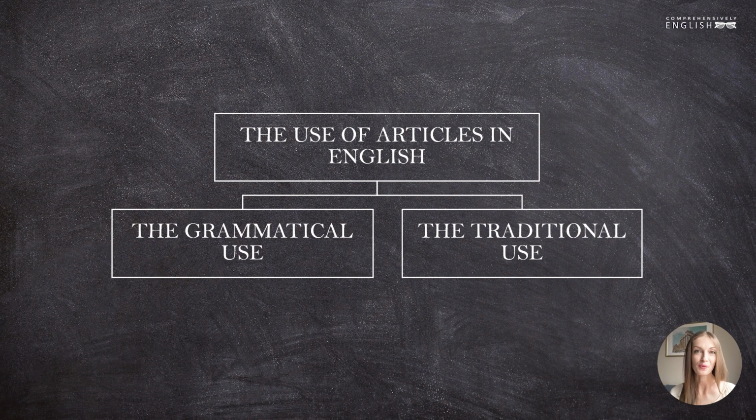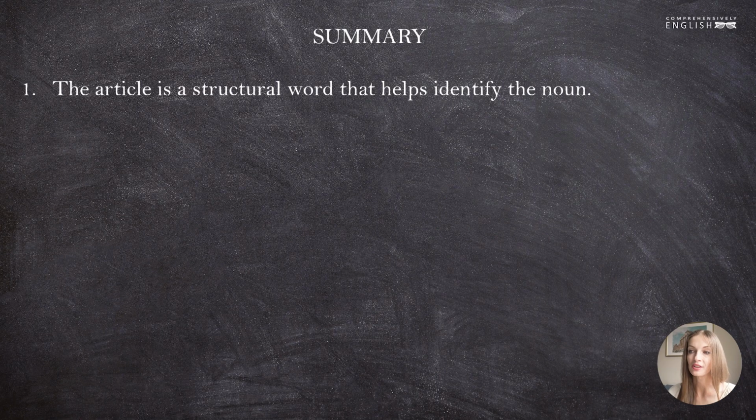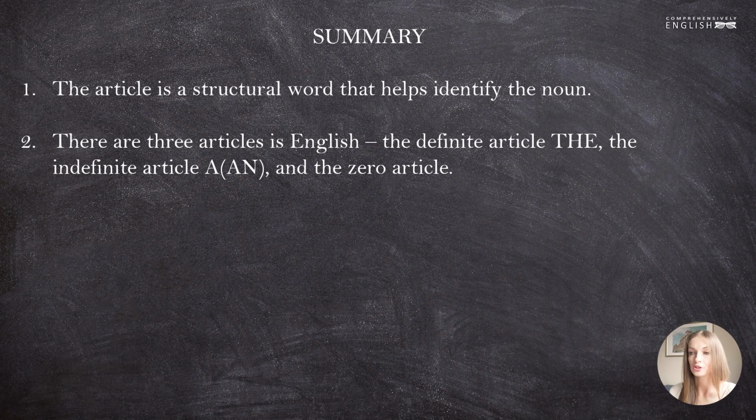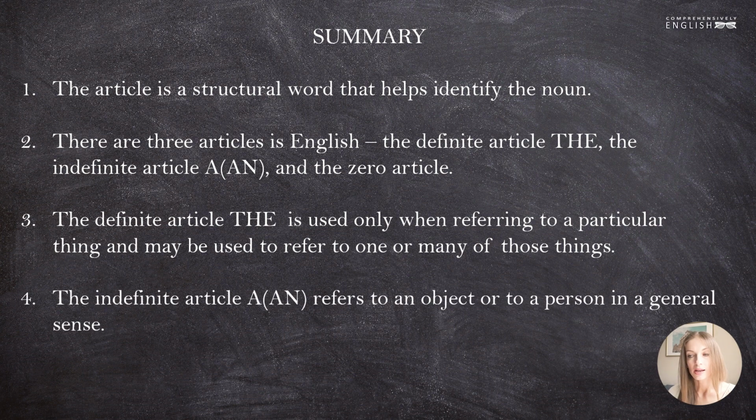Now let's sum up what we have discussed in today's introductory lesson. The article is a structural word that helps identify the noun. There are three articles in English: the definite article the, the indefinite article a or an, and the zero article. The definite article the is used only when referring to a particular thing and may be used to refer to one or to many of those things. The indefinite article a or an refers to an object or to a person in a general sense.